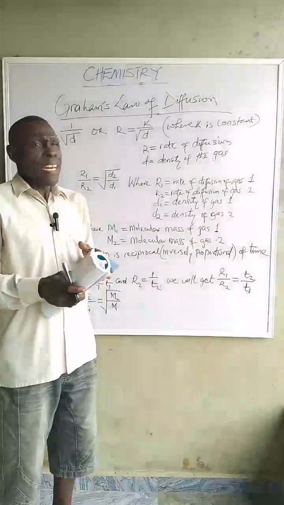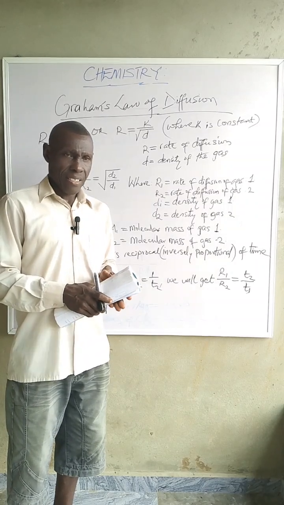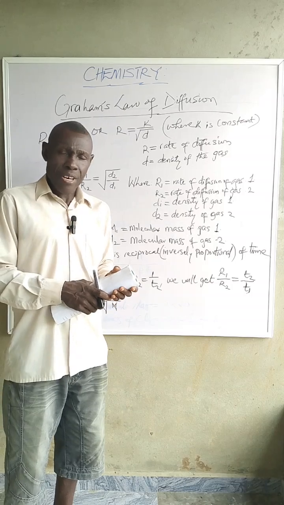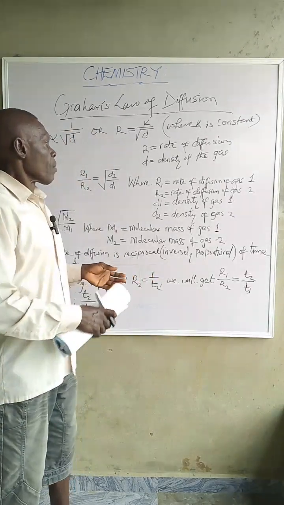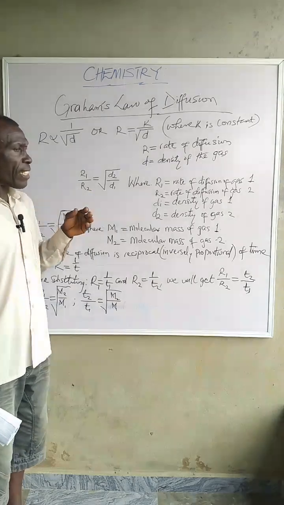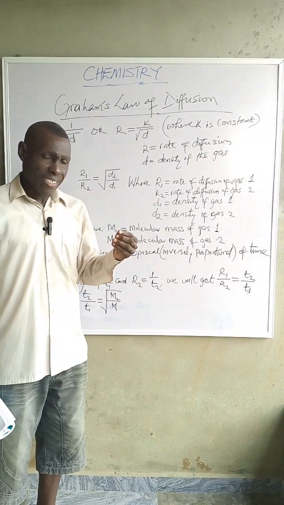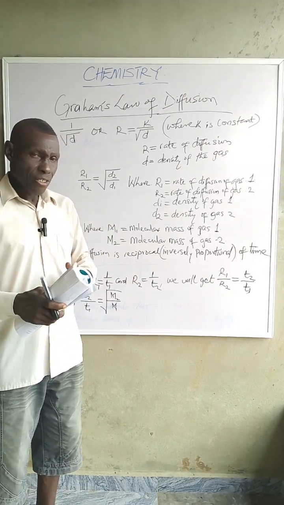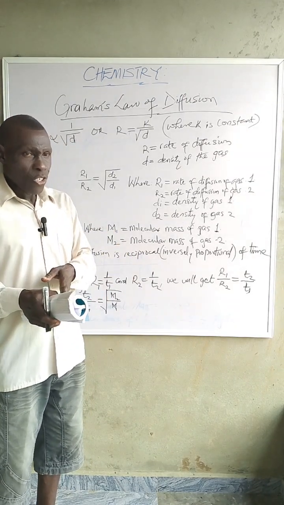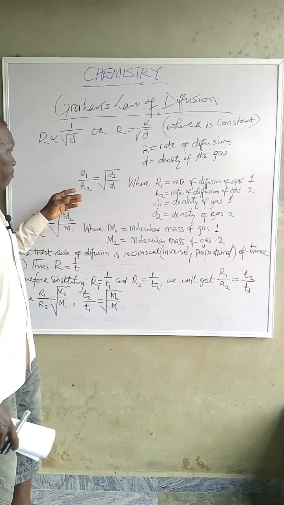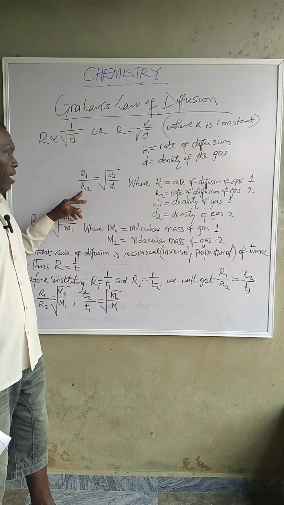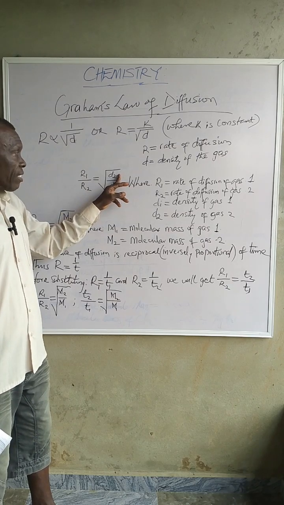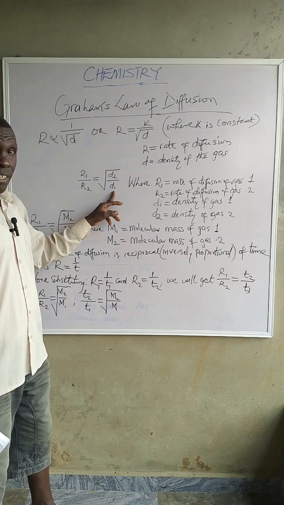Now, assuming there are two gases to be talked about, how shall we represent it mathematically? We said the rate of diffusion of a gas at constant temperature and pressure is inversely proportional to the square root of its density. So if there are two gases now, it will be that R1 over R2 will be equal to the square root of the density of what? D2, that is the second gas, over D1, the first gas.